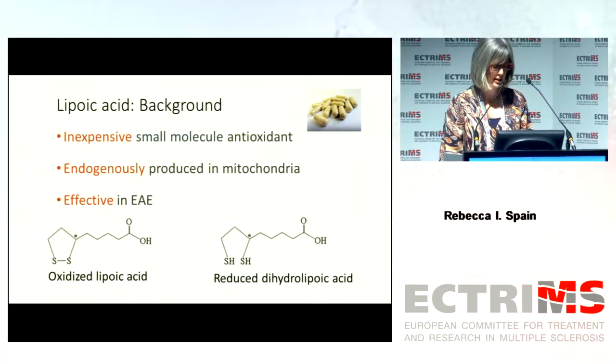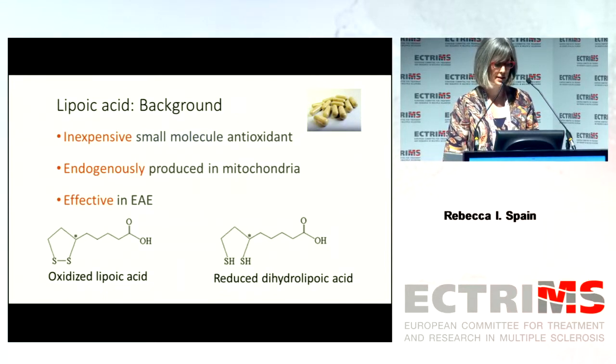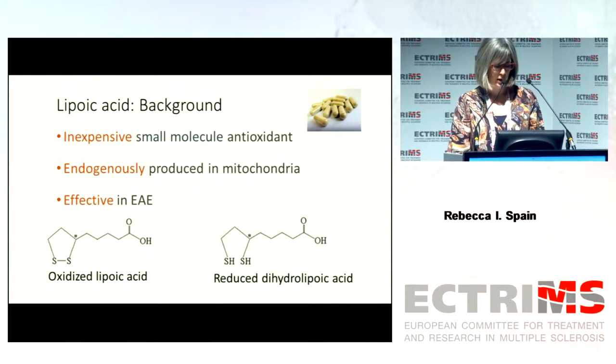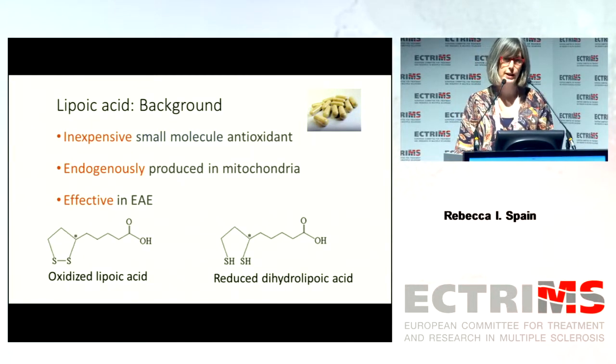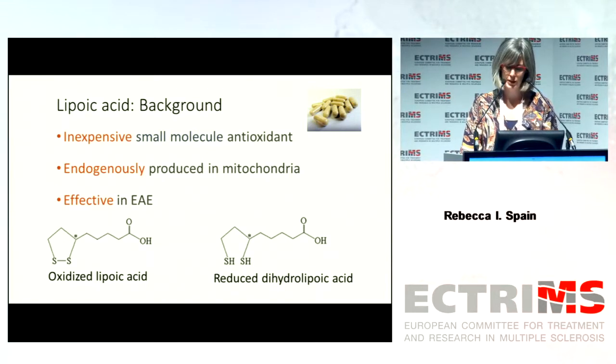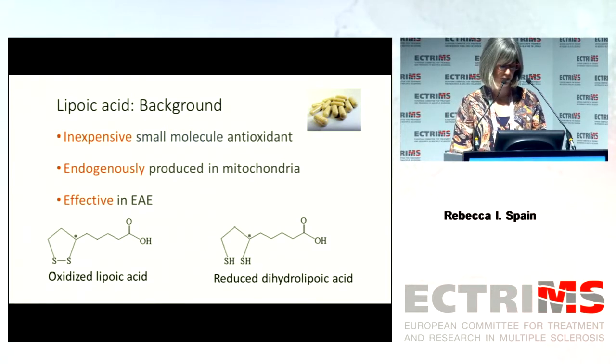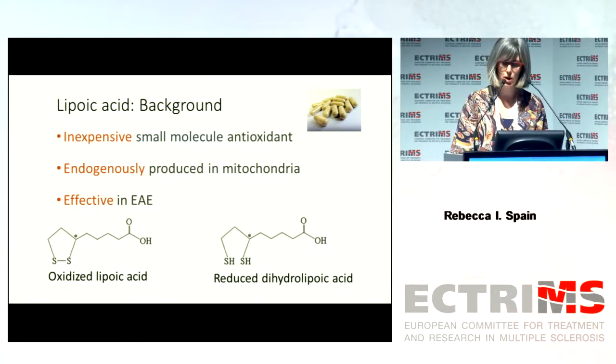Lipoic acid is an inexpensive, small molecule antioxidant with multiple biological functions. The R enantiomer of lipoic acid is produced endogenously in mitochondria, where it plays a key role in oxidative respiration. However, synthetic production produces the racemic mixture of both R and S enantiomers, which is also the most commonly available form. Lipoic acid has a disulfide bond that is reduced by hydrogen into dihydrolipoic acid, and the cycling between the oxidized and reduced forms lends to the actions. Lipoic acid is effective in the murine model of MS.